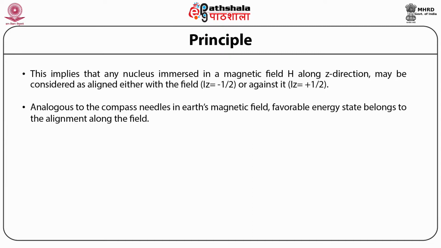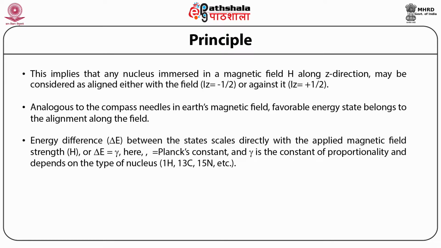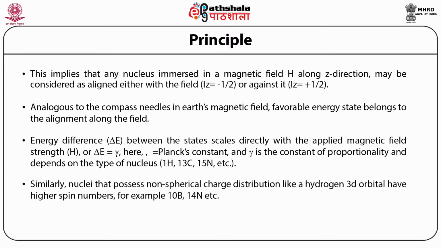Analogous to a compass needle in the Earth's magnetic field, the energy depends on the applied magnetic field strength H, or delta E is equal to gamma h-bar into H, where h-bar is equal to h upon 2 pi. h is the Planck's constant and gamma is the constant of proportionality, and it depends upon the type of nucleus, for example 1H, 13C and 15N, etc. Similarly, nuclei that possess non-spherical charge distribution, like a hydrogen 3d orbital, have higher spin numbers, for example 10B, 11B, 17O and so on.